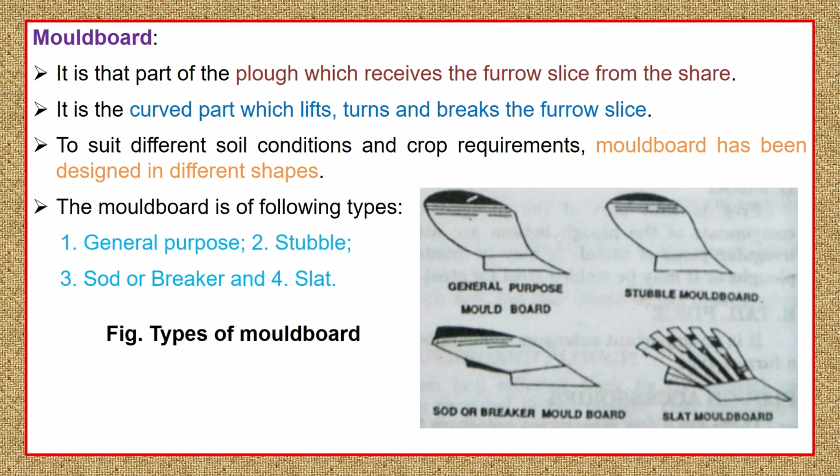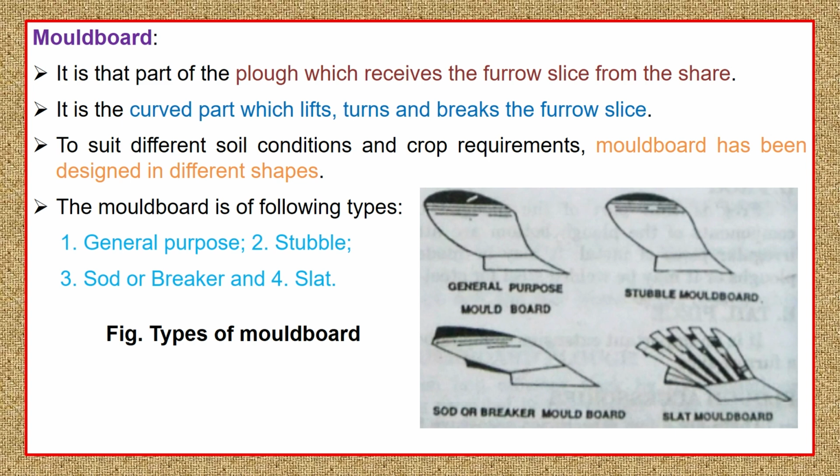So in order to work in such a field where the soil is completely full of soil cover like grasses and other plant material fully covering the surface, which prevents the penetration of the plough, sod or breaker moldboards are used, since they have a shorter and longer moldboard and sharper points. So they penetrate well in soils that are soddy and consist of grass and so on, which we call soil cover.